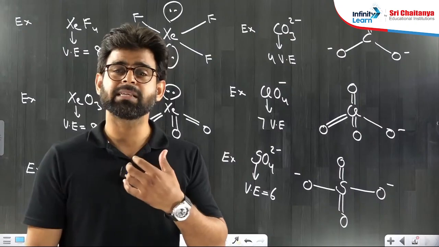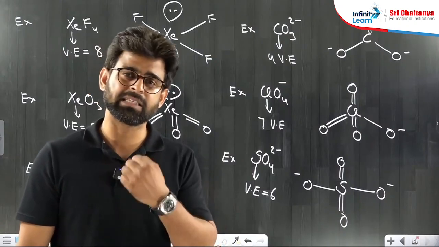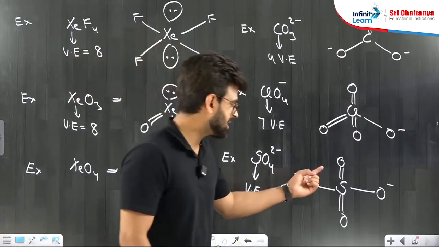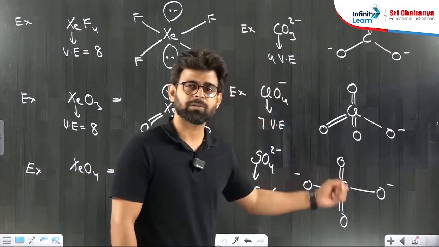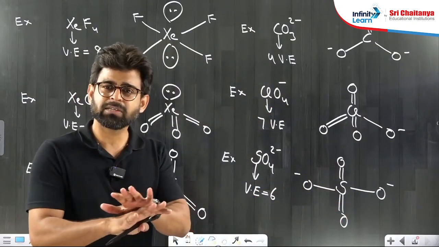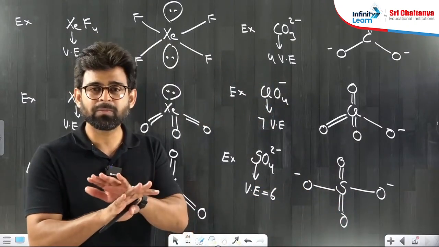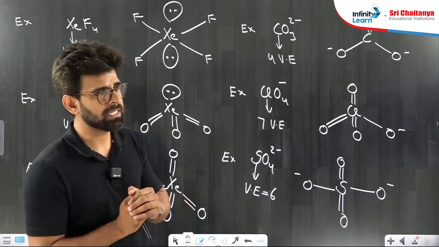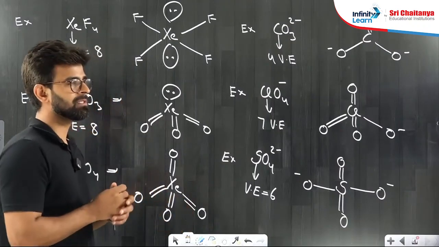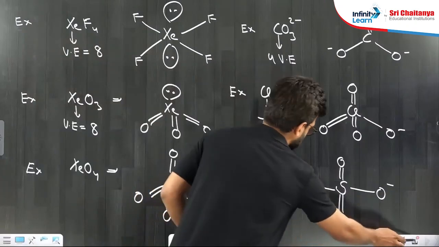Imagine I have 6 valence electrons, and I used all my 6 valence electrons in making 6 bonds, right? So there is no valence electron remaining, so there will not be any lone pair. Getting my point? No lone pair in this case. Clear? Okay, fine.